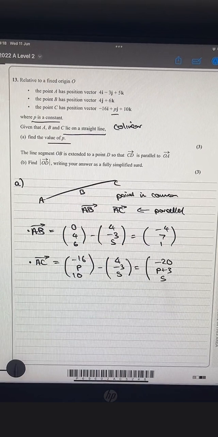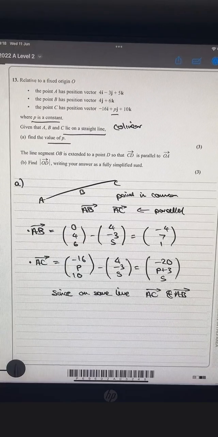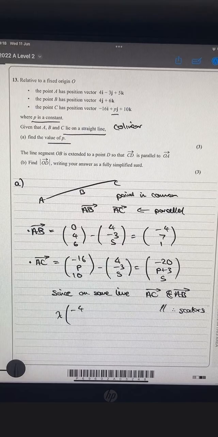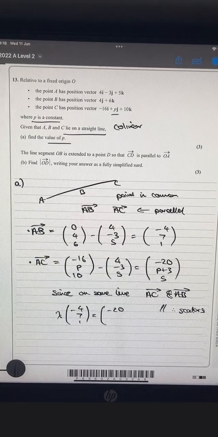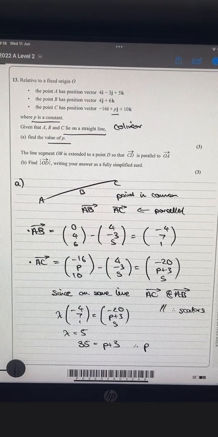All right, so I know that since they're on the same line, AC and AB are parallel, so they are scalar multiples of each other. So this one looks like if I multiply by 5, I get that. So lambda lots of minus 4, 7, 1 is equal to negative 20, P plus 3, and 5. So lambda is equal to 5, obviously here, because minus 4 times 5 is negative 20. So I know that lambda times 7, which is 35, is equal to P plus 3. And that just means P is equal to 32. That's how I do part A.